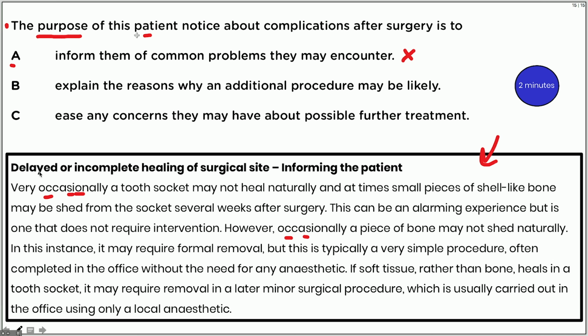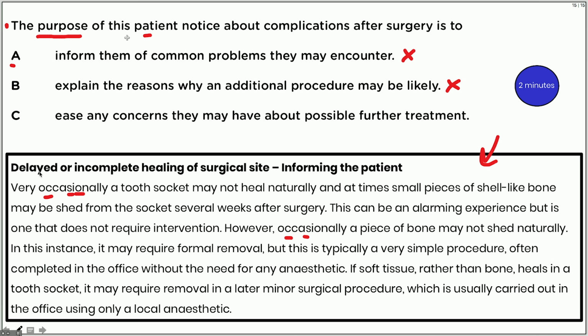B, what is the purpose of this text? To explain the reasons why an additional procedure may be likely. Well, down here it says if soft tissue rather than bone heals in a tooth socket, it may require removal in a later procedure. But that's the only real mention of reasons why, okay? So this one, as far as I'm concerned, is definitely not the main purpose of this text. It was an incidental bit of information. I'm not happy with that one.